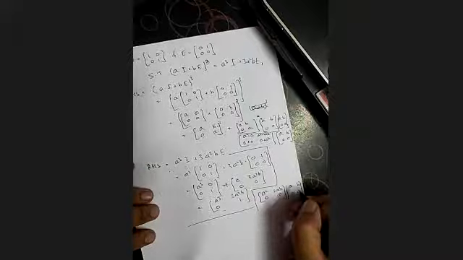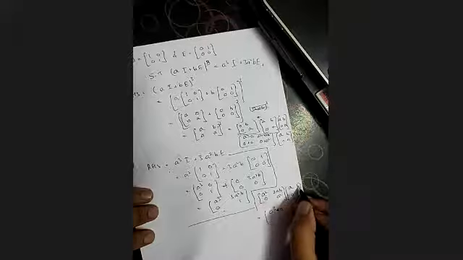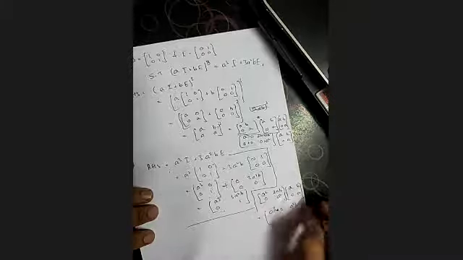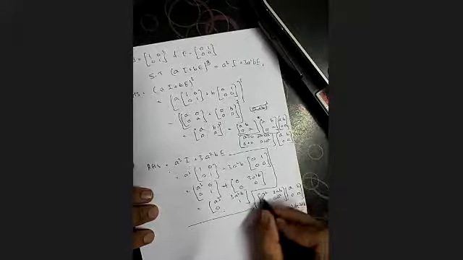Now A square into A is A cube plus 2AB into 0 will be 0. Now A square into AB will be A square B. 2AB into A will be 2A square B. Row into column.